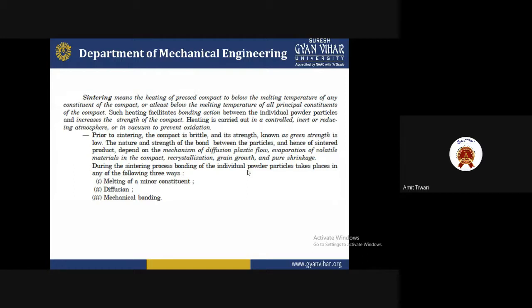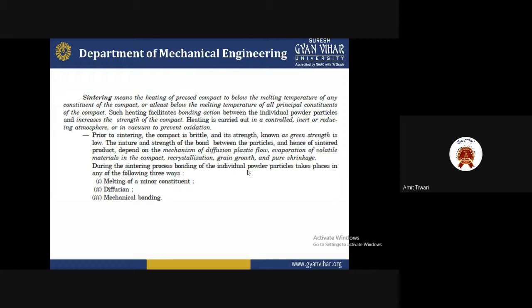So prior to sintering, we understand the first point is that the compact is brittle and its strength, known as the green strength, is basically low. And the nature and the strength of the bond between the particles, and hence the sintered product, depend upon the mechanism of diffusion, basically, and evaporation of the volatile, or we can say the metal in the compact, or the recrystallization. So these are all the types of bonding which we are using, that we have to maintain all the criteria for bonding of individual powder particles.